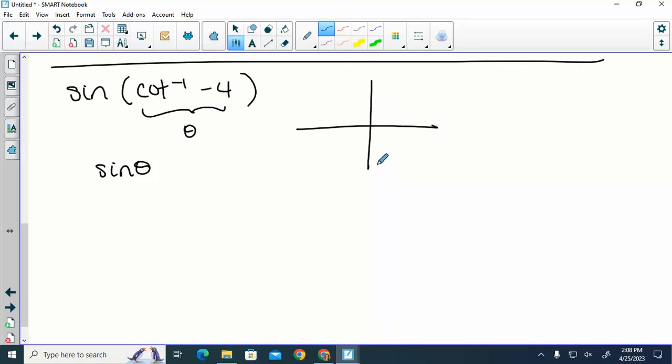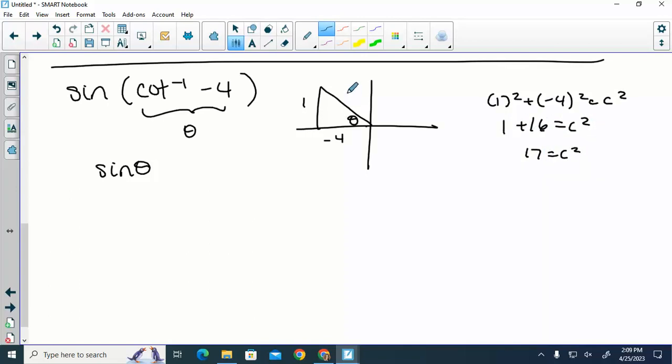Cotangent inverse can be in which quadrants? 1 and 2. Since it's negative, it's quadrant 2. Okay, cotangent is adjacent over opposite. And find the missing side. Square root of 17. So sine, opposite over hypotenuse, would give us radical 17.